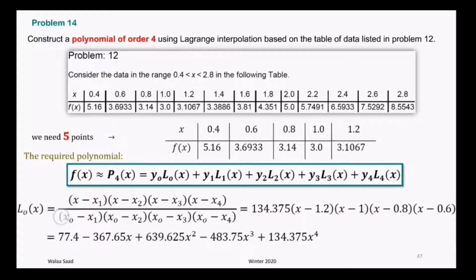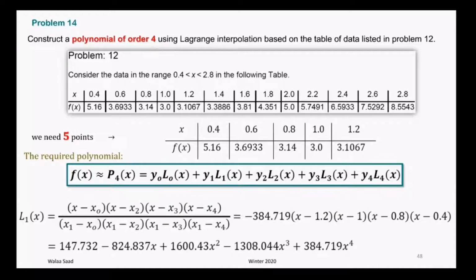Just be careful and be patient, of course, and then rewrite it in a decent form of polynomial with order 4. This is the first Lagrangian polynomial. Moving to L1, the same thing. We will avoid using x1, so we will multiply x minus x naught 0.4 times x minus 0.6 times x minus 0.8 times x minus 1 times x minus 1.2.